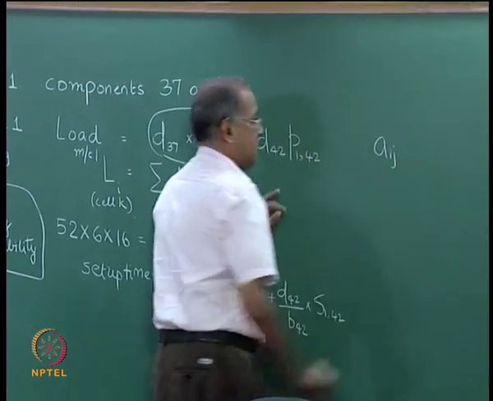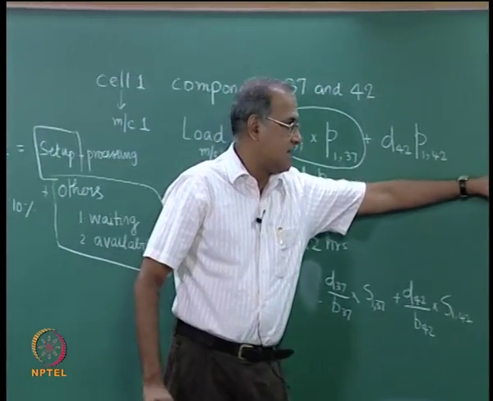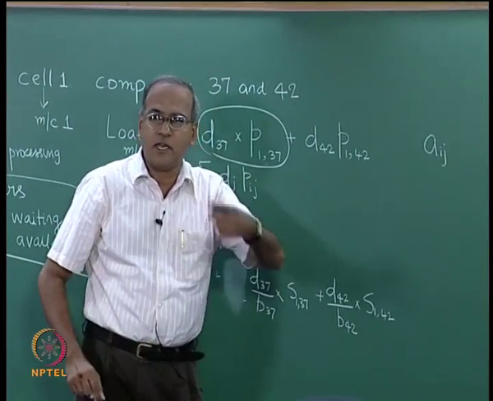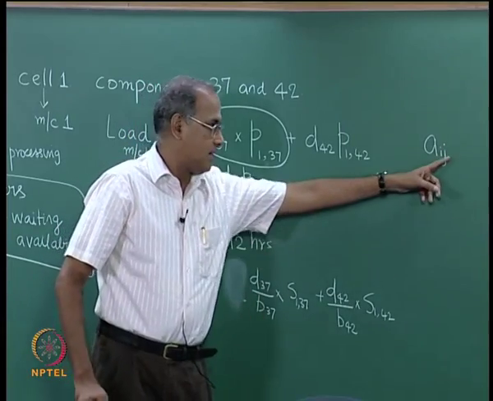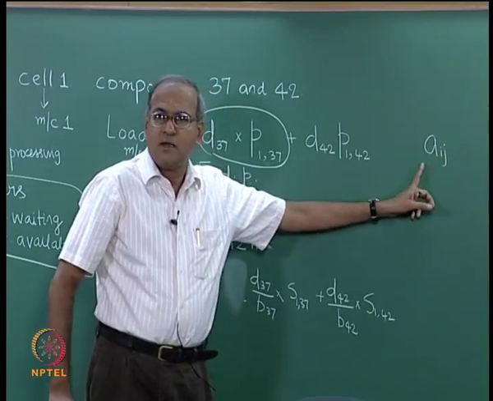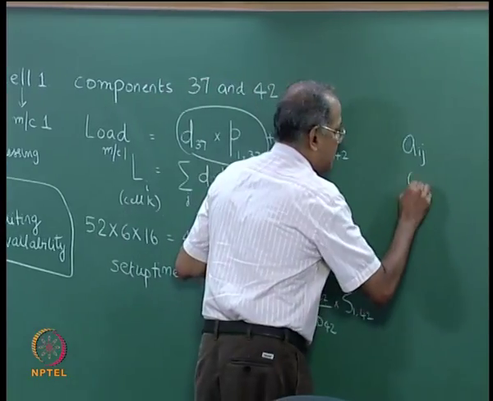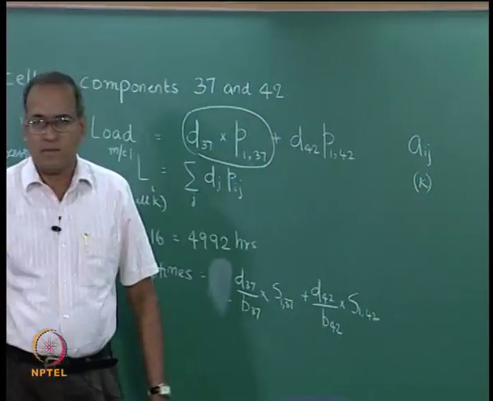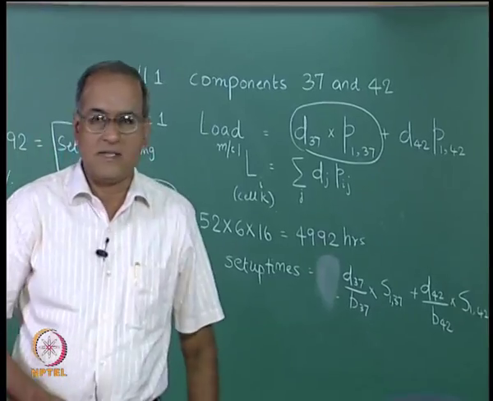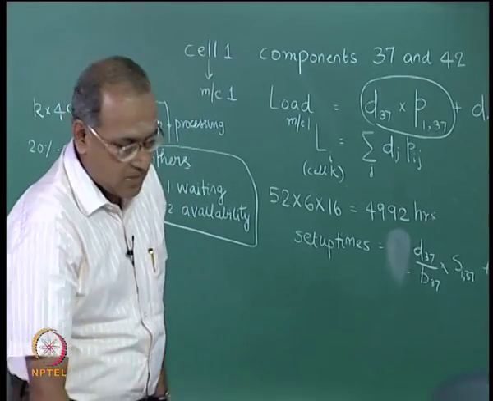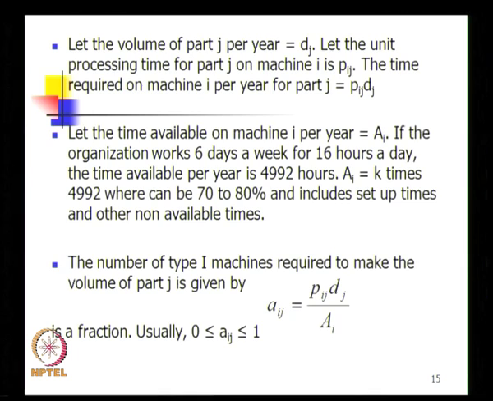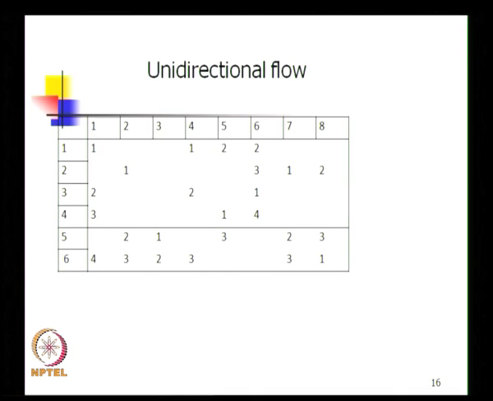Now, AIJ will be the load by the jth load in terms of equivalent machine loads by component or part j on machine I in a given cell k. So, that is our AIJ that is given here. So, we can calculate this and try to find out how many machines are required of each machine type in each cell. So, that is one form of doing line analysis.